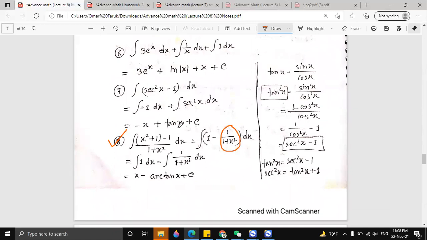So the trick is we are going to plus 1 here and minus 1 here. We are going to add 1 and subtract 1. That means we have to write plus 1 and minus 1. So we know that plus 1 and minus 1 get cancelled, right?